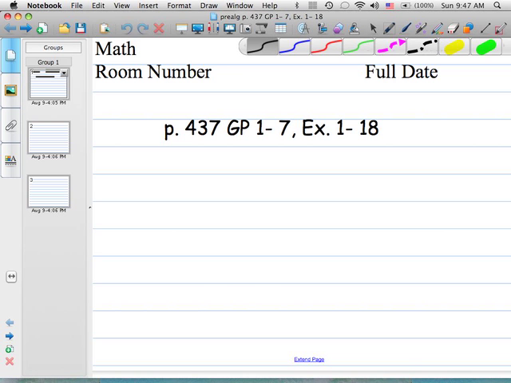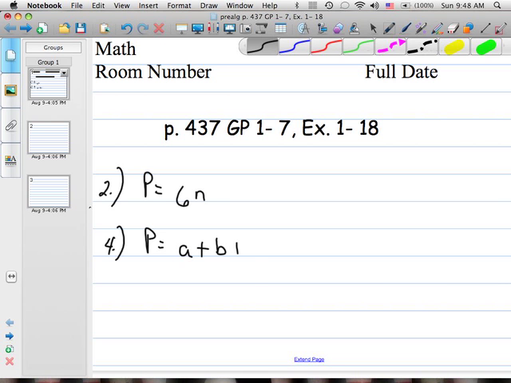They want us to write a formula to find the perimeter of each shape. Well, number 2 is a regular hexagon. So perimeter would equal 6 sides times n, the length of one side. Number 4, a triangle with sides that measure A, B, and C. So perimeter would equal, we'd have to add up all the sides, A plus B plus C.